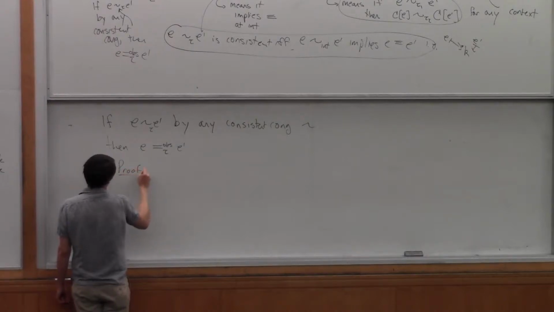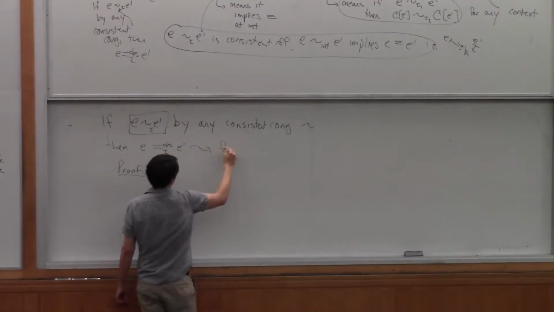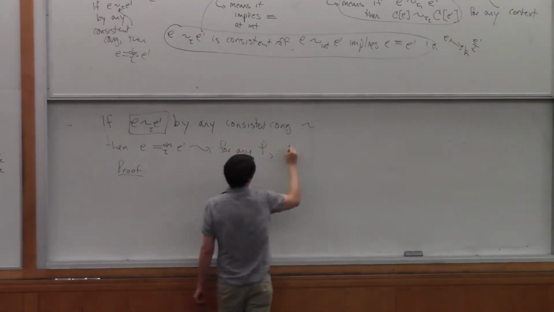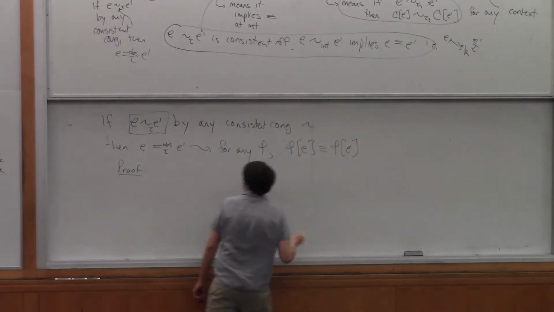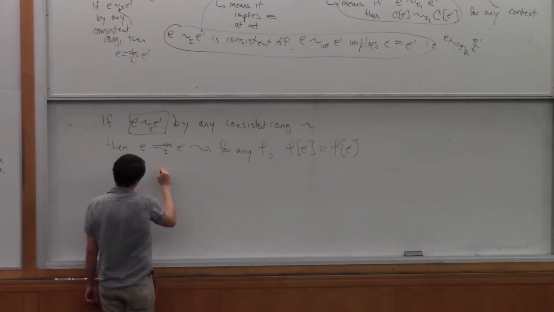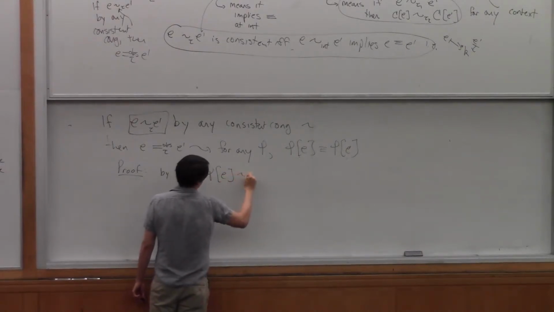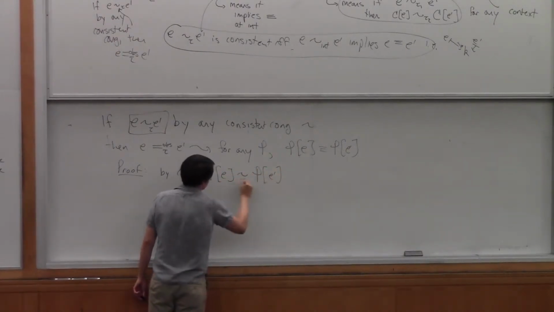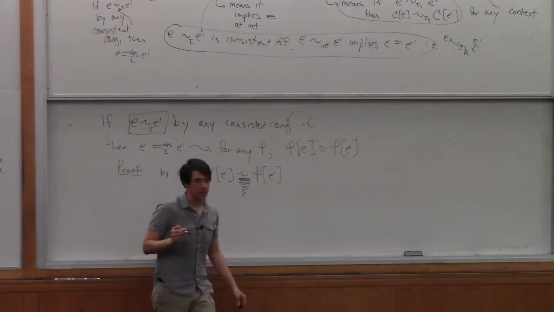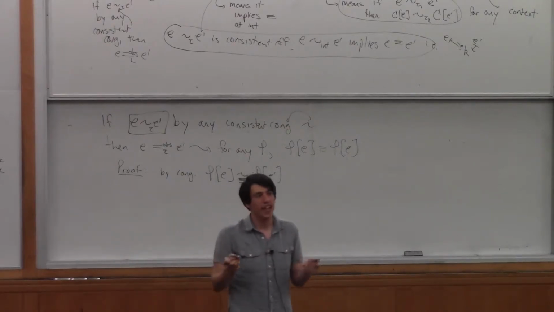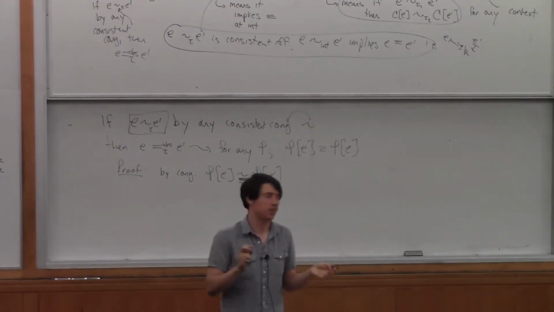Well, take this. What does this mean? It means for any p, if I put E into p and I put E prime into p, I get the same answer. So how do I show that? By congruence, if I put E and E prime into p, they're related by this relation because it's a congruence. And the very definition of a congruence was that you can stick any context around two programs, and it preserves that relation.